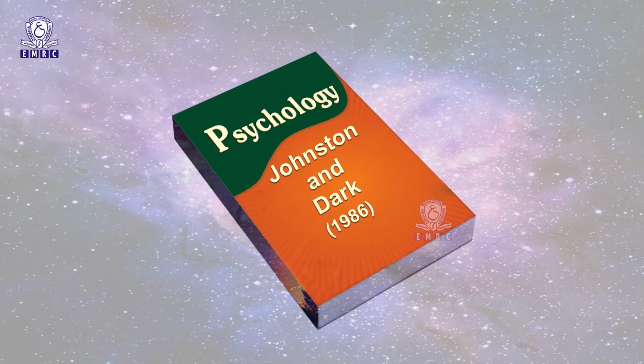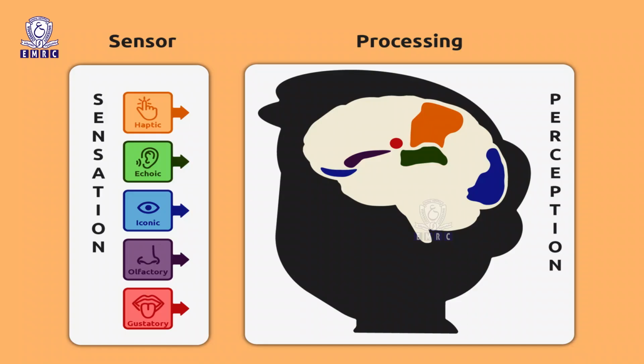According to Johnson and Dark, we cannot absorb all the available sensory information in our environment, and we selectively attend to certain aspects of our environment while relegating others to the background. As you can see in the picture, on the left side you have different sensations such as vision, hearing and so on. When that sensation is bombarded, there is processing which happens in our brain, and you can see in the picture how this sensation gets processed in your brain and the output is the perception.